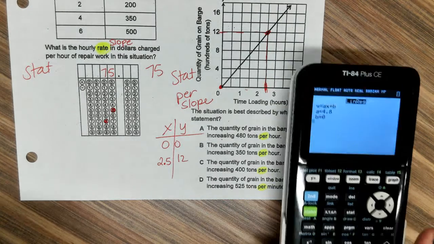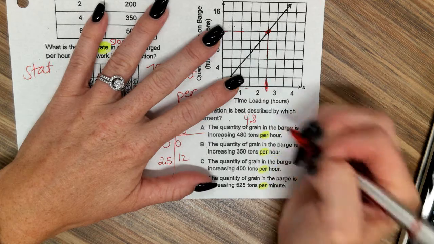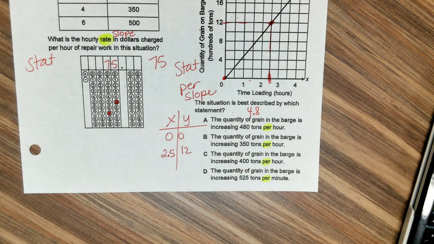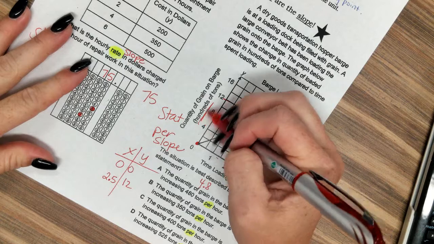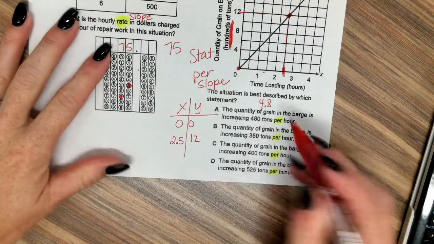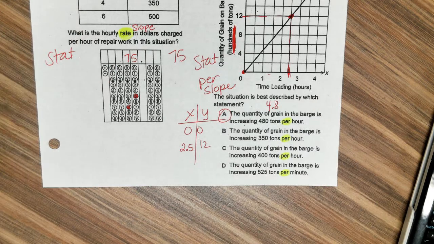And the answer was 4.8. Now look at the answer choices. None of them say 4.8. But one of them is a version of 4.8 multiplied by 100. So y'all see over here it says hundreds. So which one do y'all think is the answer? A, because 4.8 times 100 would give me 480.